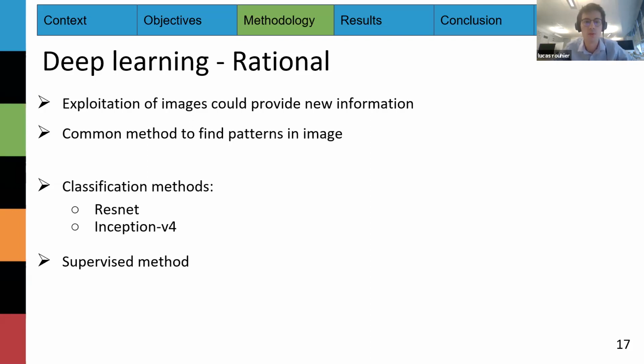We focused on two main classification methods, which are ResNet and Inception-ResNet-V4, sorry, which are two models that emerged in the last five years that are pretty good at classification. And we use supervised methods, which means that we will feed the network the image and the ground truth, so the answer that is expected. So it can compute its loss and modify its weights accordingly to try and reduce it.